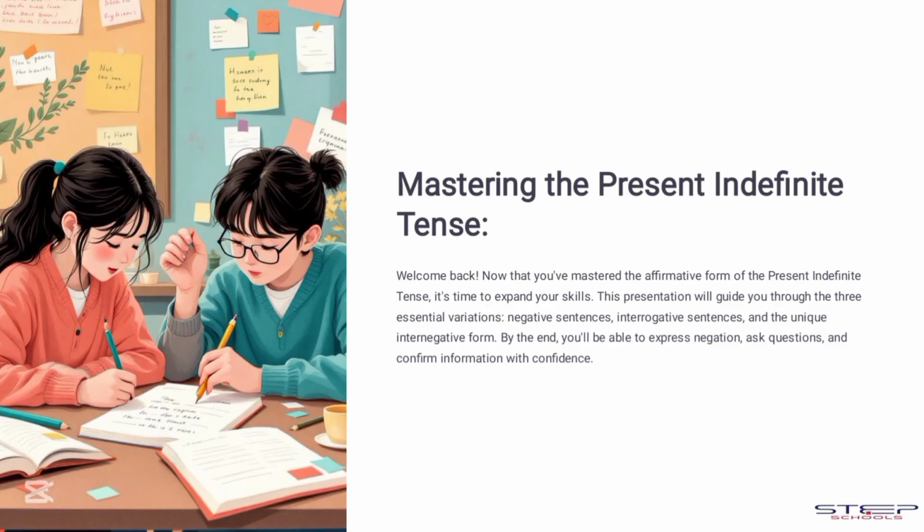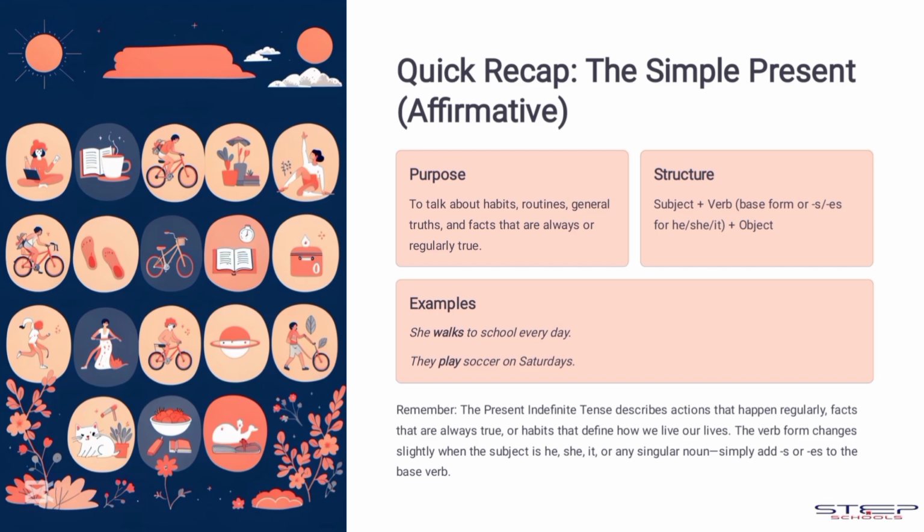Dear students, in our previous lesson we developed a strong understanding of affirmative sentences in the present indefinite tense, how they describe habits, routines and general truths. In today's session we're going to expand that foundation and explore three essential variations: negative sentences, interrogative sentences and internegative sentences. Before moving ahead, we will get a quick recap of the previous lecture.